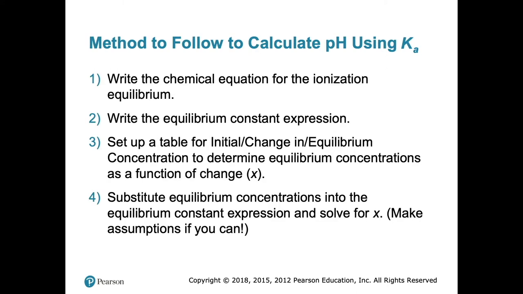Okay, the method to follow in calculating pH using the Ka, right? The first step is to write the equation for the ionization equilibrium, which I showed you how to do a second ago. The second is to write the equilibrium constant expression, which is the products over the reactants. Ka equals the products over the reactants, or you could say Ka equals the conjugate base times the conjugate acid divided by the original acid, right? And then set up your ICE table, and then do the substitution and solve for x, right? That's how you're going to do this, okay?